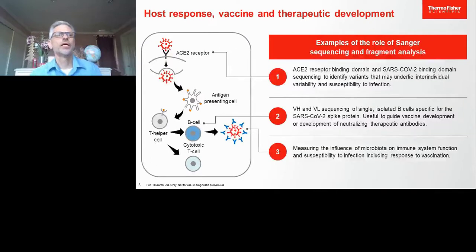So B cells can be isolated from patients infected with the virus by using the spike protein as bait, and then a technique like flow cytometry to isolate individual B cells. And there are well-established protocols for Sanger sequencing of heavy chain and light chain regions of antibodies that have been recovered from B cells. And so this is really useful for identifying tight binding antibody sequences.